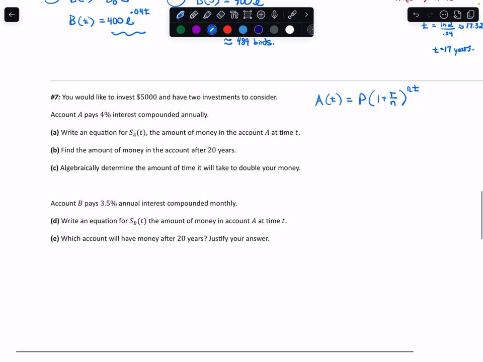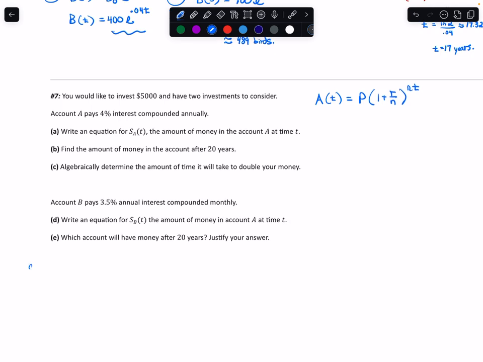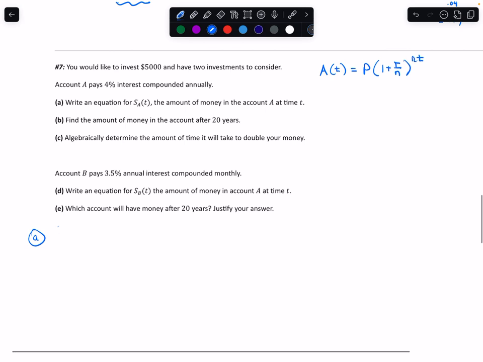Okay, so it looks like there's a couple of things going on here. For number 7, you would like to invest $5,000 and have two investments to consider. Account A pays 4% interest compounded annually. So we'll have account A here. Okay, so lots of interesting things here. They told me what P is. It's $5,000. That's your principal. That's your initial investment. They told us r, which is the 4% as a decimal.